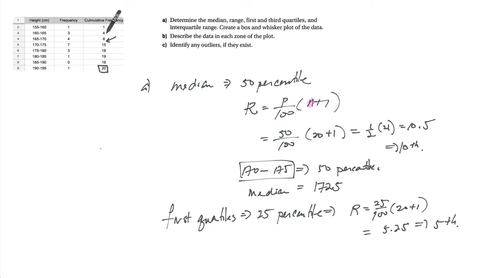So you can see that it's going to be a number between 165 to 170, right? The 4th number, you need to get to here to get the 5th number. So which means we need to get the average of these two. So it's 167.5 is the first quartile.